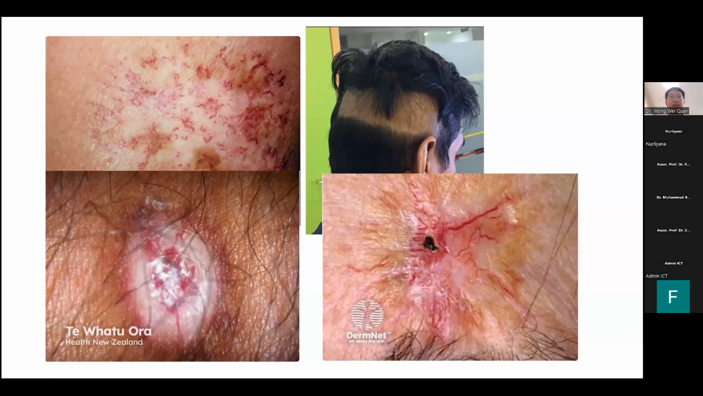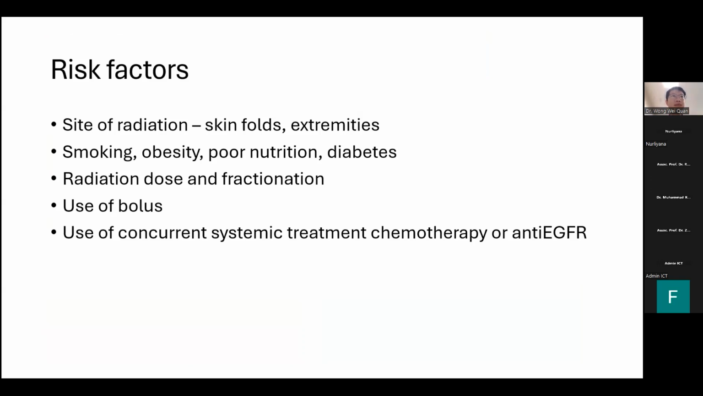Of course, there are also many patients who may not complain of any side effects because it might be mild, where there's a slight pain, a little bit of swelling or mild redness, which may not be noticeable unless we actually ask the patient.